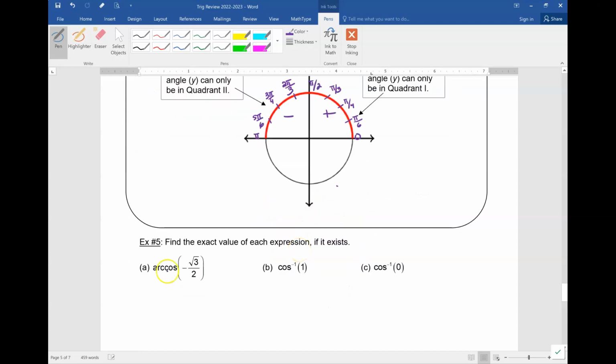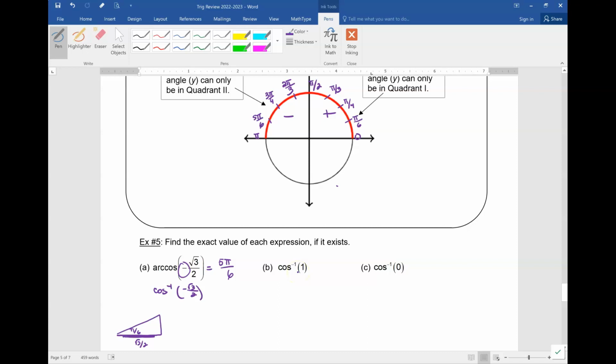So here we go. Inverse cosine of negative root 3 over 2. So for which one of the triangles is the cosine, the horizontal side, root 3 over 2? Well, that's the pi over 6. Okay, pi over 6. But it's negative. What's analogous to pi over 6 in the negative quadrant up there? 5 pi over 6. Okay.